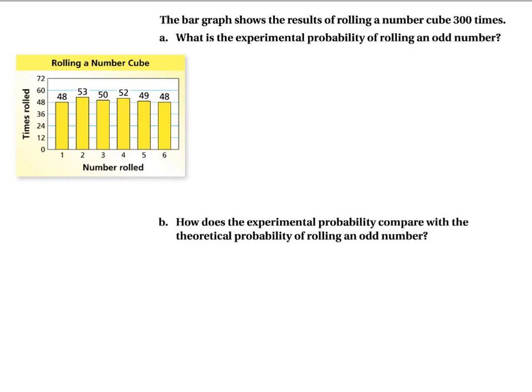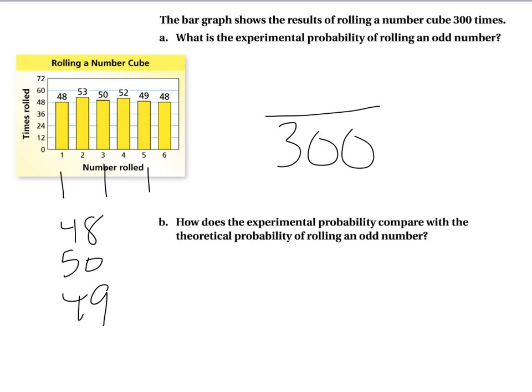All right, last example problem here. It's a good one because it brings in both theoretical and experimental into the same problem. It says the bar graph shows the results of rolling a number cube 300 times. What's the experimental probability of rolling an odd number? We've already done something like this a couple slides ago. Here are our odd numbers. We have 48, we have 50, and we have 49. We rolled it 300 times. How many times did we get an odd number? When I add these together, 48, 50, 49 would be 147. So my experimental probability is 147 out of 300. I got an odd number.